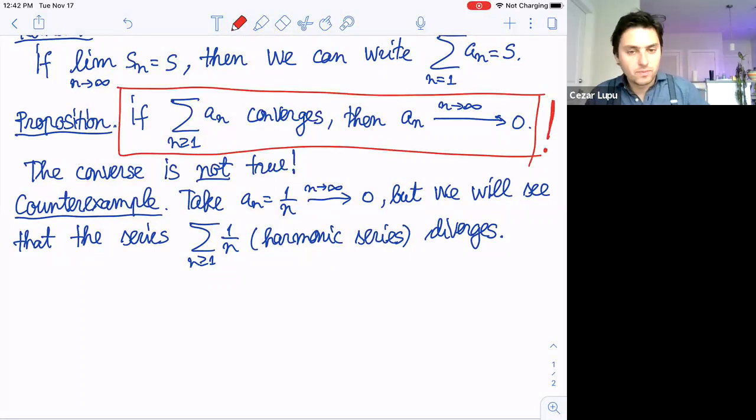So the converse is not true. So keep that in mind, right? Okay.